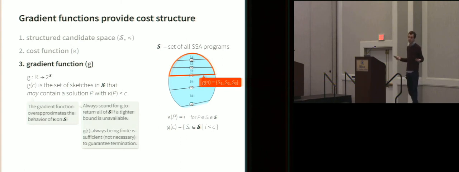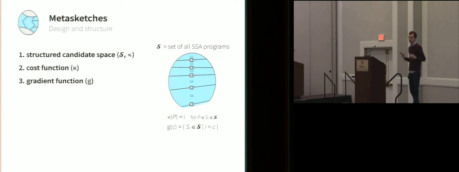So these are the three parts of a metasketch. Users provide a structured candidate space that tells the synthesizer how to explore the candidate programs. And users provide a cost function and a gradient function that tell us how to select the optimal solution. And we built a simple metasketch today that does super optimization.